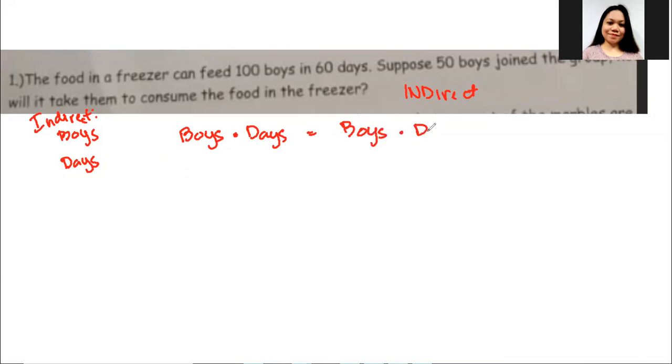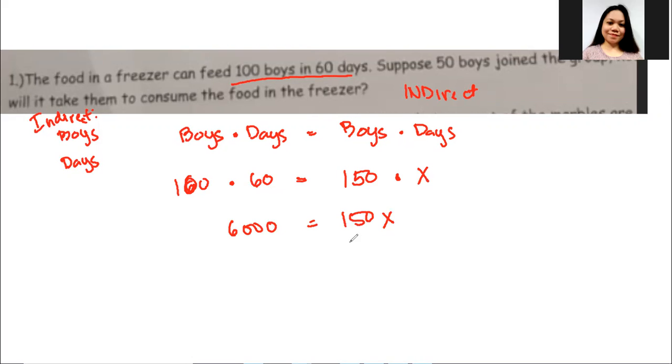So this is just like your cheat sheet. The first situation is that you have 100 boys, 60 days. So 100 boys times 60 days. That's one situation. And then the other one is, suppose 50 boys join. So on the second situation, you have 150 boys because 100 plus 50, times, well, how long will it take to consume the food? That's what you don't know, right? So that's your equation because this is an indirect problem. Now you will multiply the 60 times 100, you have 6,000 equals 150x. And now you will divide both sides by 150.